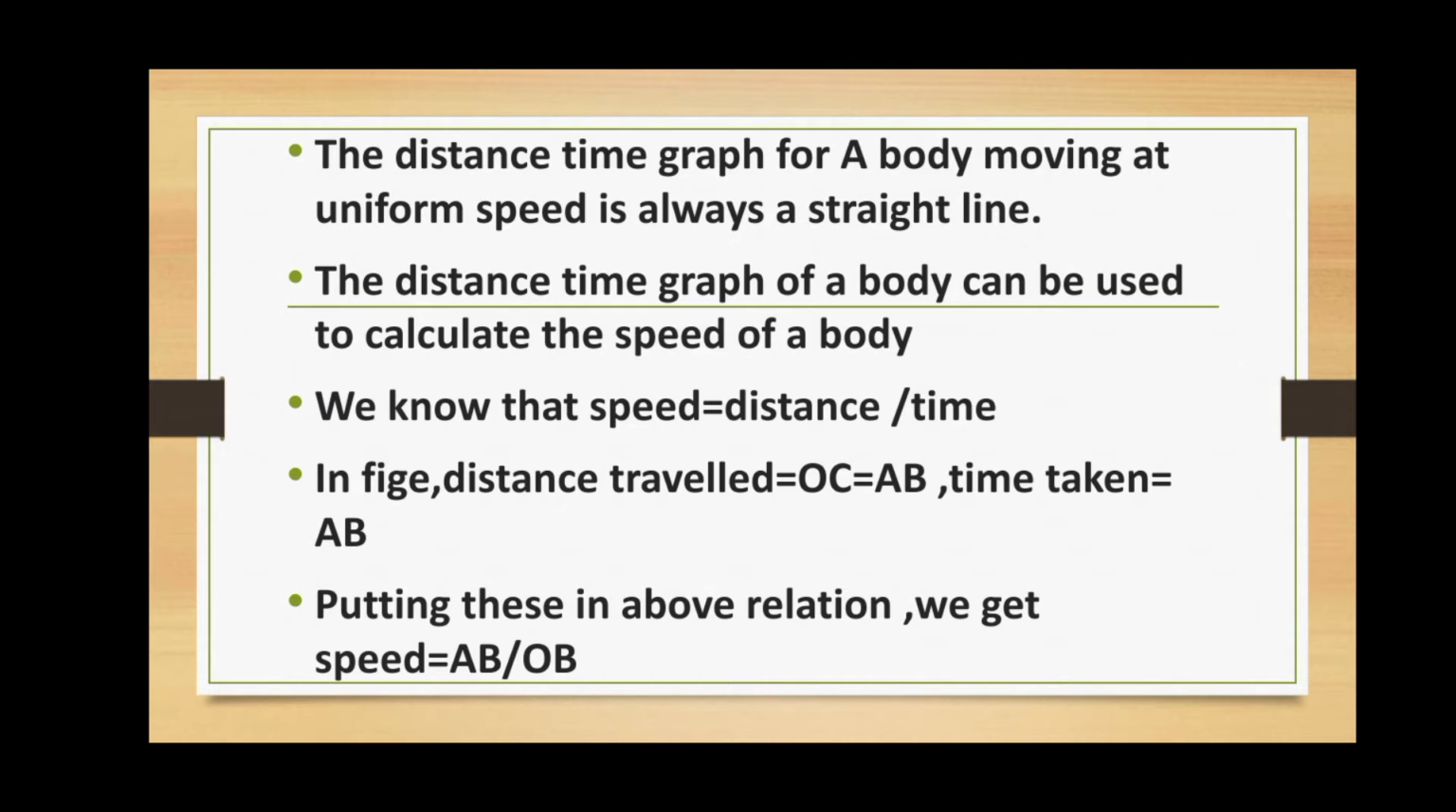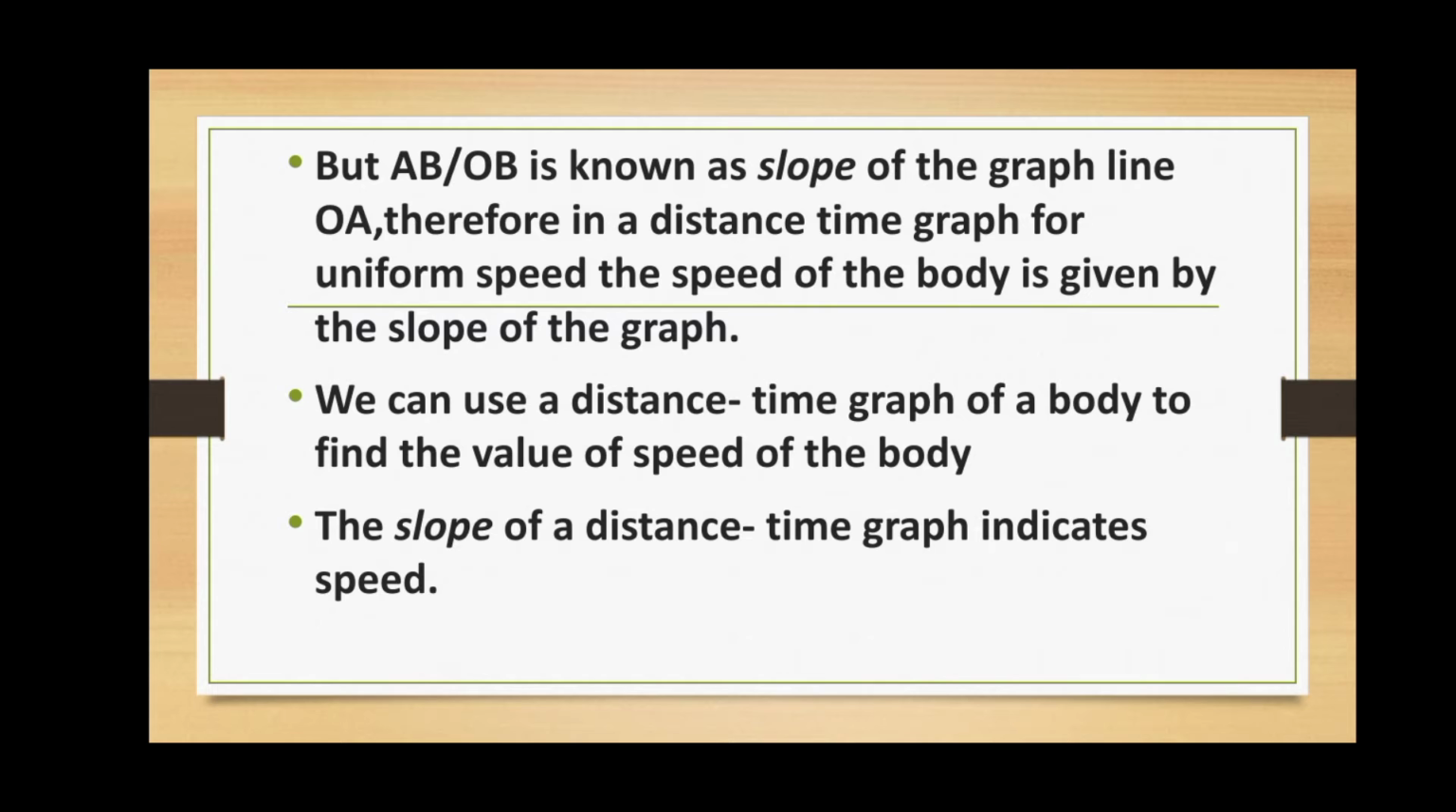In the figure, distance traveled is equal to OC, which is equal to AB. Time taken equals OB. Putting these values in the above relation, we get speed is equal to AB by OB. But AB by OB is known as the slope of the graph line OA. Therefore, in a distance time graph for uniform speed, the speed of the body is given by the slope of the graph.